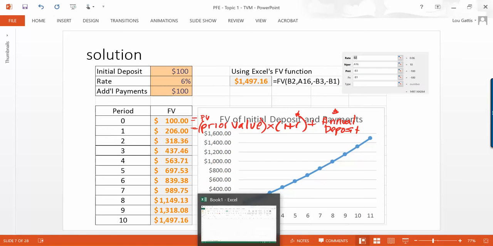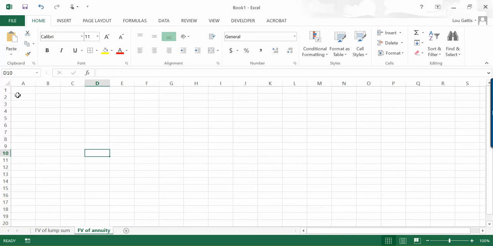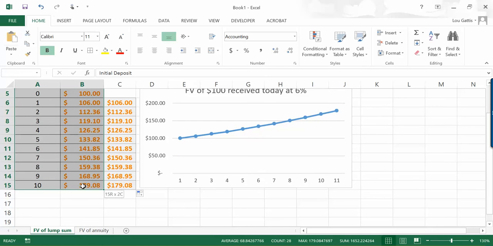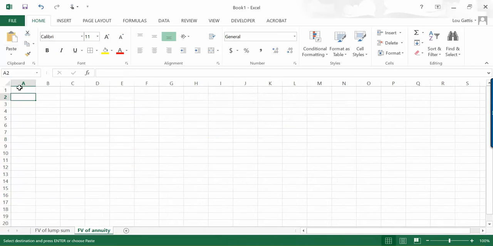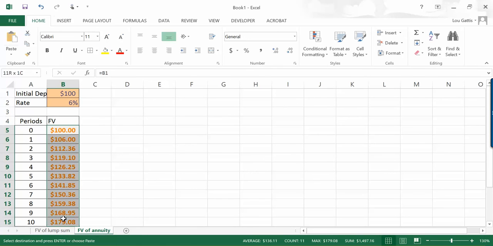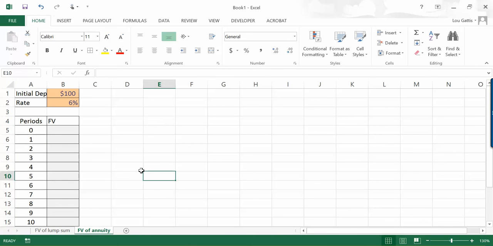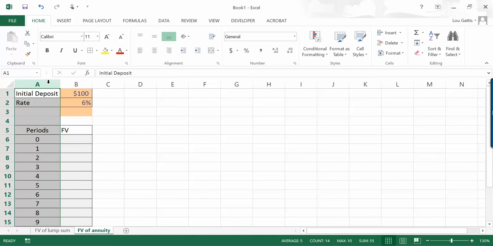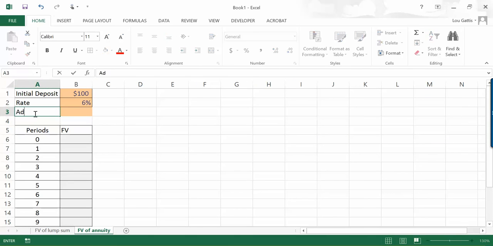So I'm going to go to Excel. I'm actually going to go to my Future Value Lump Sum tab. I'm just going to copy this just to get some formats. I'm going to paste that here. Again, that'll just save me some time. I'll delete this. And now what I want to do is I want to add an extra input or parameter. So this is my initial deposit. I also want to do additional payments.